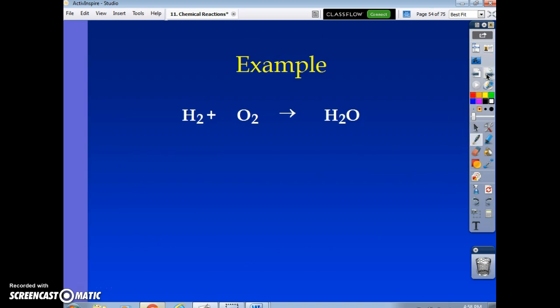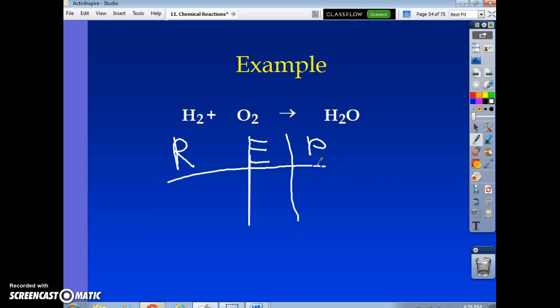Here you go. H2O2. Well, my first step here is to make sure it's written out correctly. Well, it is. It's given to me correctly. Next, I'm going to make my rep table. This board acts crazy, so we're just going to go with that line. What elements do I have participating here? Hydrogen and oxygen.